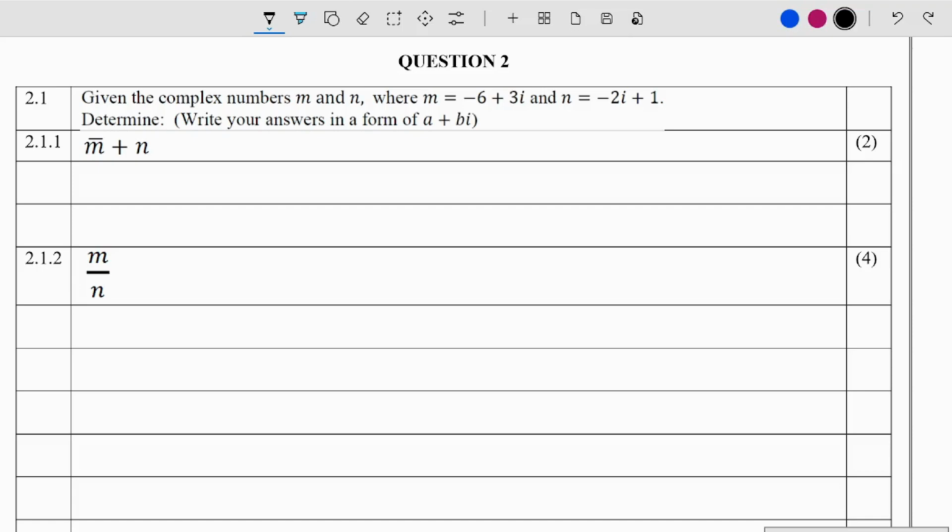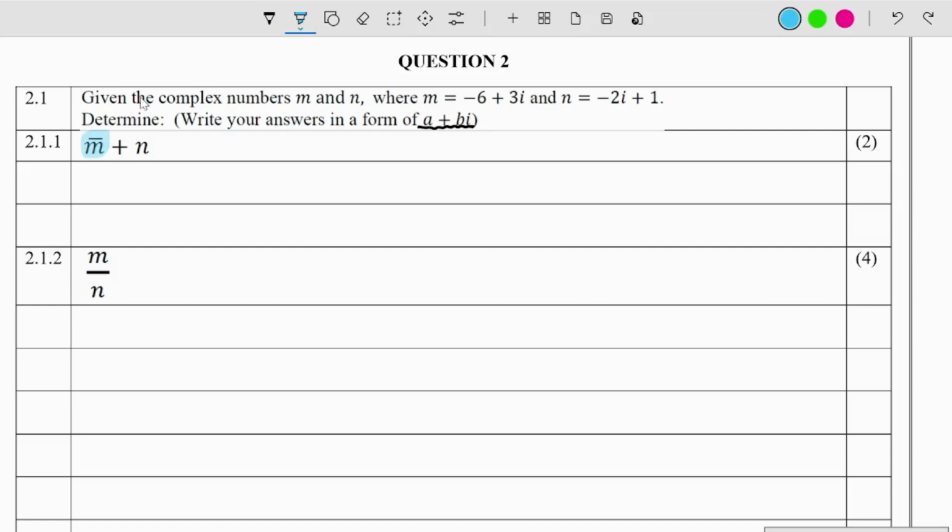It's question number 2. We are dealing with complex numbers. Given the complex numbers m and n, where m is negative 6 plus 3i and n is given by 2i plus 1, determine, writing your answer in the form a plus bi. We must express our answer in rectangular form. The first question says, what is the value of m bar plus n?